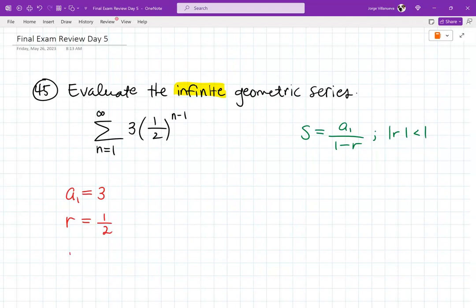Now, since the absolute value of half is less than 1, that checks out, then I can use the formula. So s is equal to 3 over 1 minus half. 1 minus half is going to be a half. So s is equal to 3 divided by a half, which is 6.